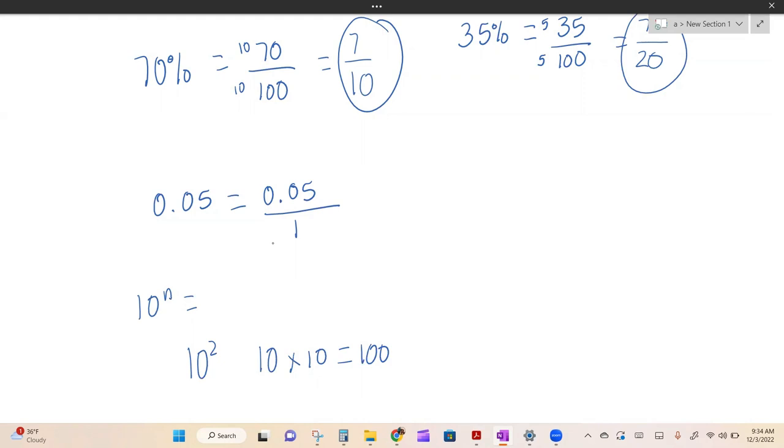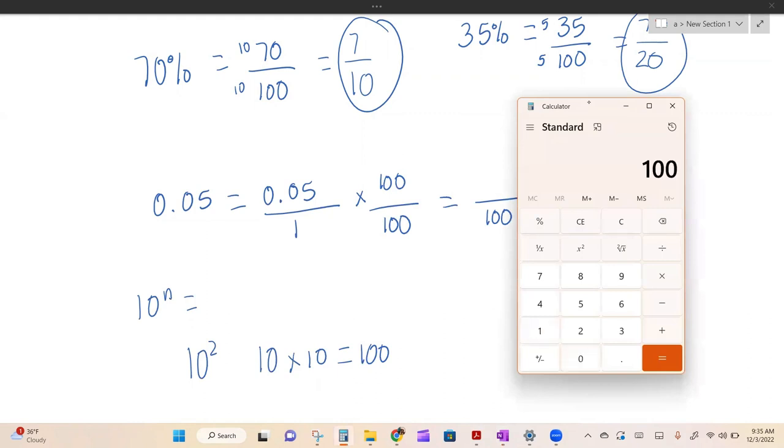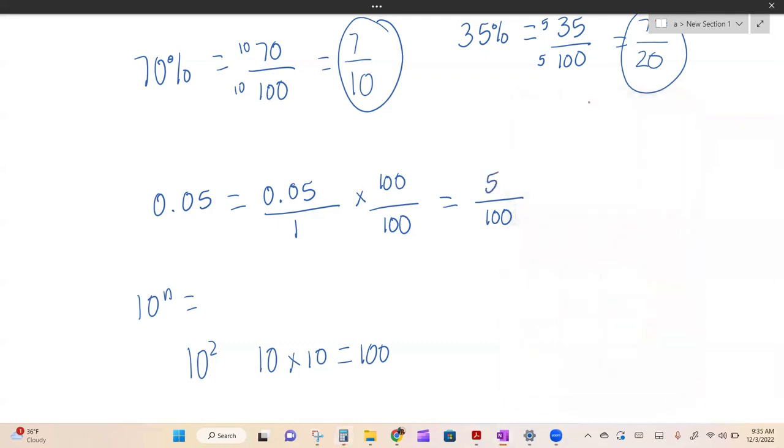But say if there was only one number here, you could just multiply by 10 and then you wouldn't have to reduce. If that's confusing, just don't listen to me right now. You'll learn more about it later. So now we have 100. 100 times 1 is 100. And then 100 times 0.05 is 5 over 100.